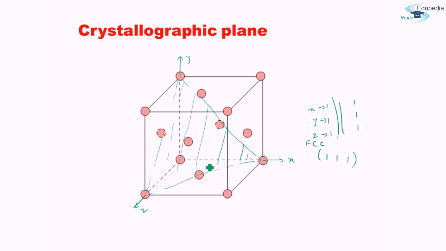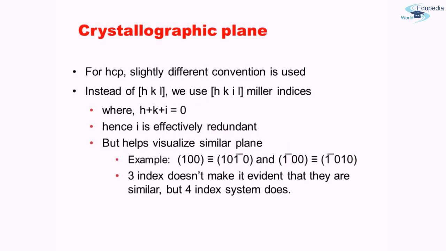Fine. Now that we have seen the crystallographic planes for the cubic system, let us see crystallographic planes for hexagonal. Similar to the direction case, here too, instead of 3 Miller indices, we use 4 Miller indices. Instead of h, k, l, we use h, k, i and l. Again, following the same condition, h plus k plus i is equal to 0.